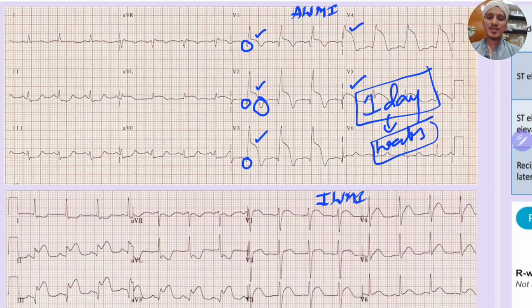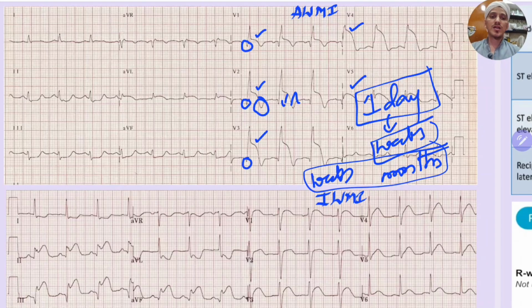Then what will happen? The ST segment will return, the T wave will become positive, but the Q wave will persist. That is in weeks to months. So you should also be able to analyze the duration of infarction by seeing these things.